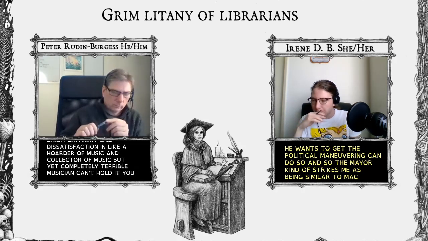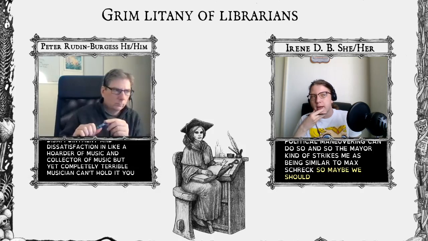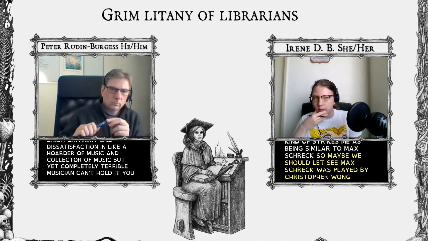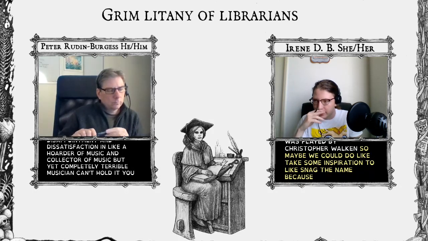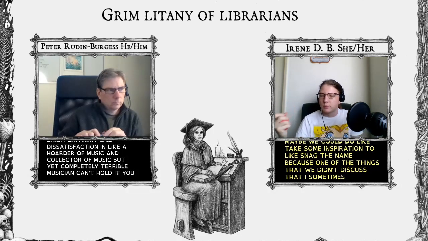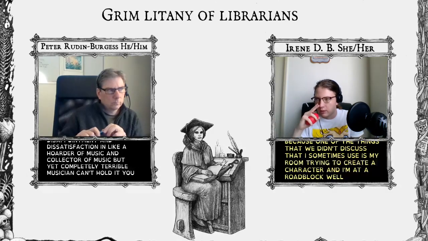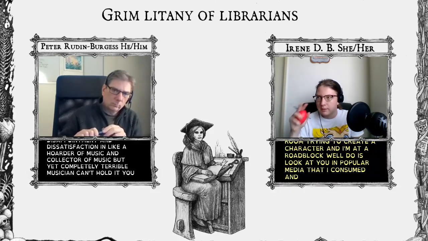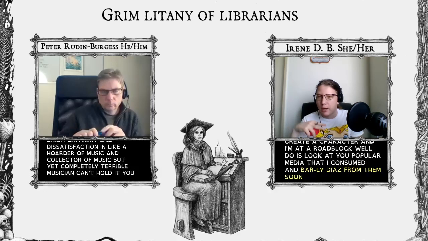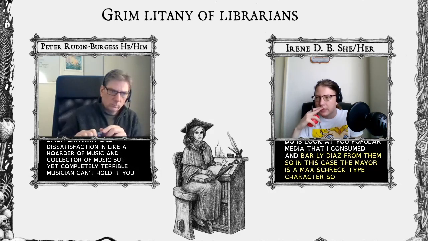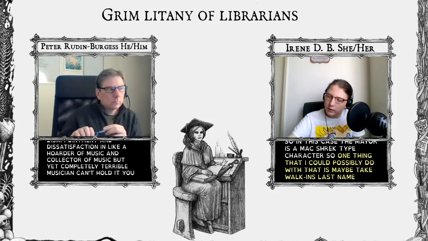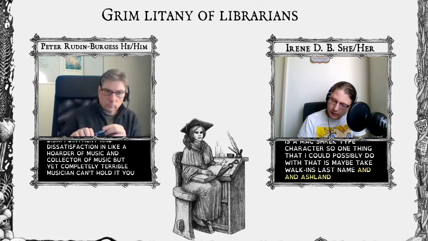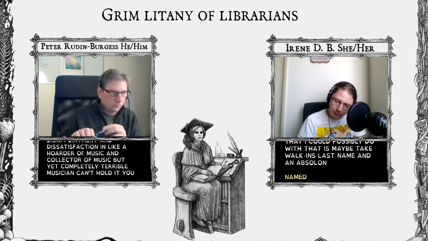And so the mayor kind of strikes me as being similar to Max Schreck. So let's see. Max Schreck was played by Christopher Walken. So maybe we could take some inspiration and snag the name, because one of the techniques we didn't discuss that I sometimes use, whenever I'm trying to create a character and I'm at a roadblock, is I'll look to popular media that I've consumed and borrow ideas from it. So in this case, the mayor is a Max Schreck type character. So one of the things we could possibly do with that is maybe take Walken's last name and name him something Walken.